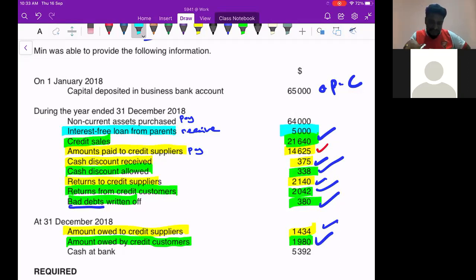But I don't think we will pay this one. We just started the business. We just received the loan, but maybe only after a few years will we pay it back.